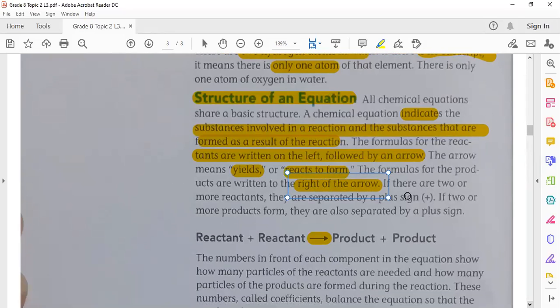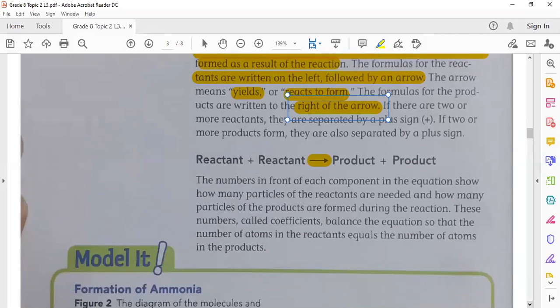Now if there are 2 or more reactants, they are separated by plus. Always between the reactants you add a plus. And the same thing if there are 2 or more products, they are also separated by a plus sign. The numbers, this is important. The number in front of each component. In front, I mean here.